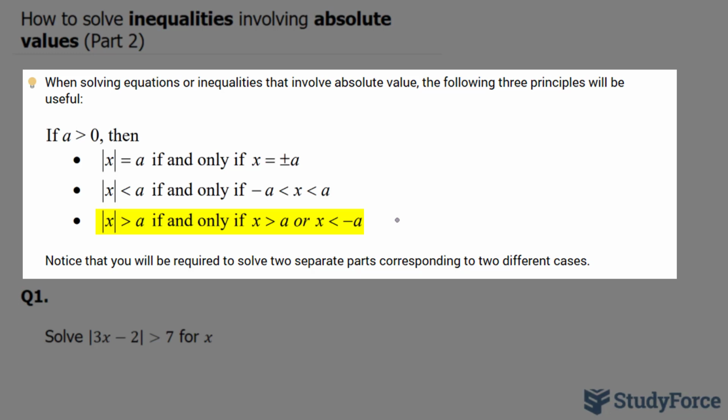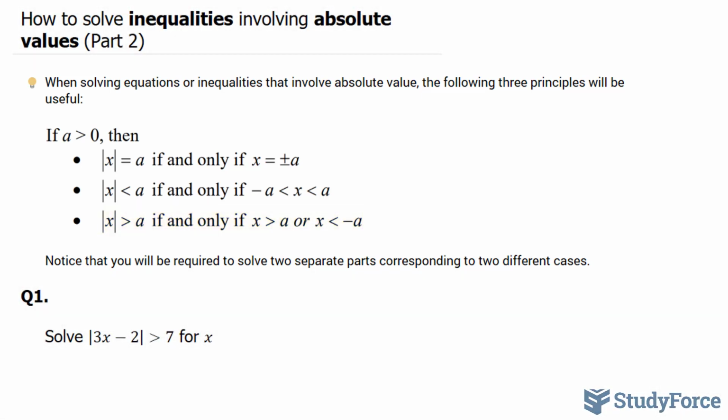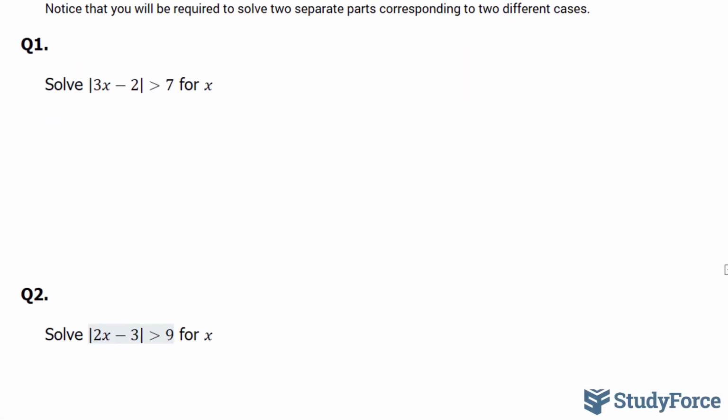then the absolute value of x is greater than a if and only if x is greater than a, or if x is less than negative a. Let's start with question 1. Question 1 asks, solve the absolute value of 3x minus 2 is greater than 7 for x.